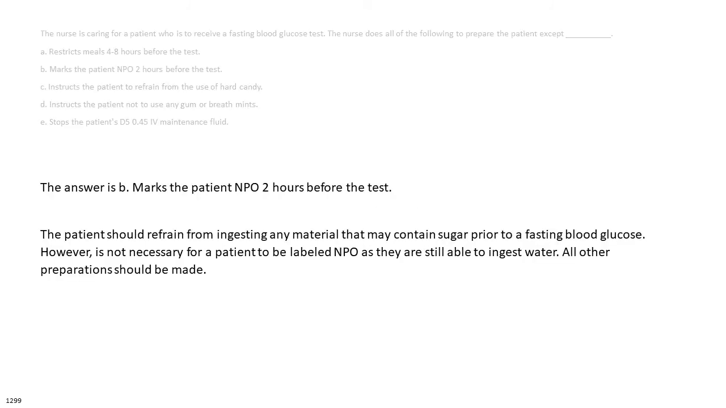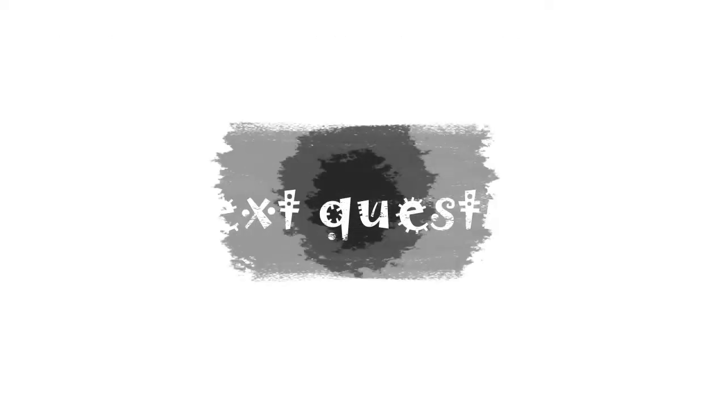The answer is B. Marks the patient NPO 2 hours before the test. The patient should refrain from ingesting any material that may contain sugar prior to a fasting blood glucose. However, it is not necessary for a patient to be labeled NPO, as they are still able to ingest water. All other preparations should be made.